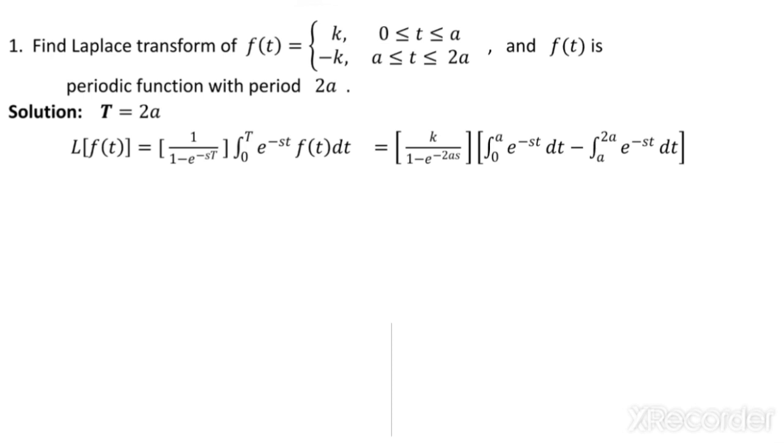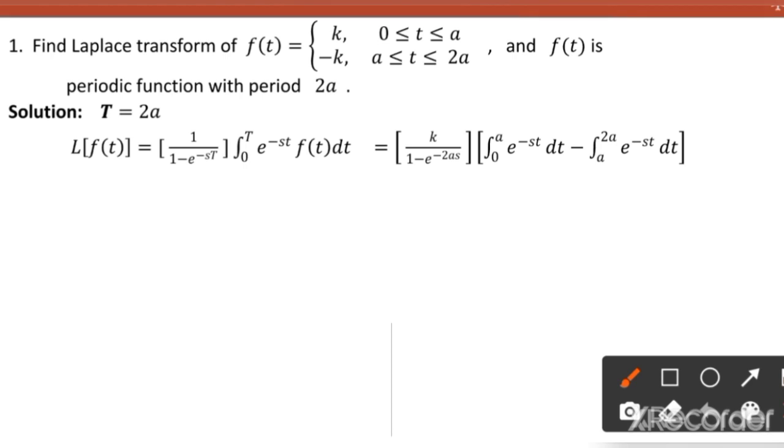So the solution goes this way. T is 2a. Laplace transform of f of t: I can multiply the f of t as usual by e power minus st, integrate 0 to T, and multiply this by the factor 1 over 1 minus e power minus sT. So just substitute as it is, but while integrating we have to split up because the function is discontinuous. So we integrate 0 to a by taking k into e power minus st, and integrate between a to 2a by taking minus k into e power minus st. Since k is a constant, I can take it out and just integrate e power minus st, one between 0 to a, another between a to 2a.